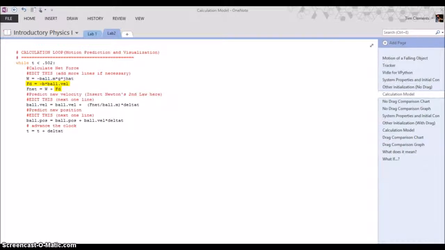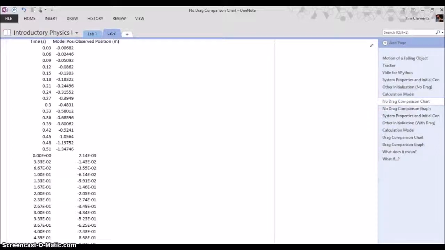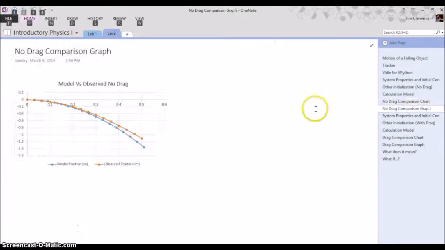The highlighted portions are not needed because they deal with the drag force. But since B equals 0, it does not have to be taken out. With the data from both Tracker and VIDLE, we end up with a data sheet that looks like this. If we use this data to get a graph, it would look like this, with the model position dropping slightly lower near the end of the observed position.